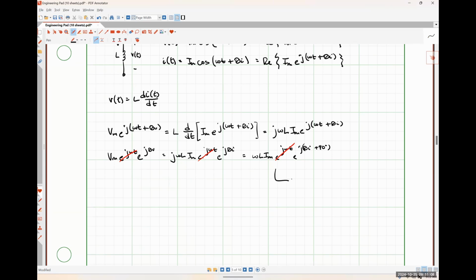So what we can observe from here, now that I have, yes, Kaylee. The only L is the L from up front. So we now have an exponential form complex number on the left-hand side and an exponential form complex number on the right-hand side. So we can see that the magnitude of our voltage is simply equal to omega L times Im, and we can see that our phase angle, theta V, is equal to theta I plus 90 degrees.